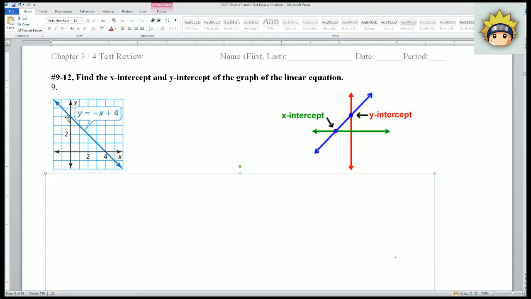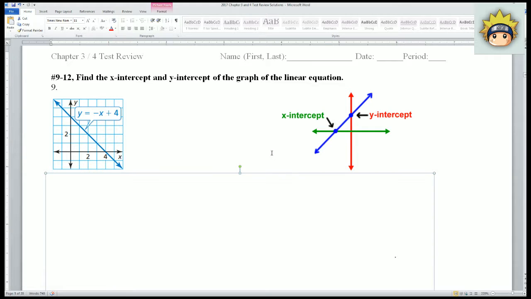Let's look at the x-intercept. Where in this graph does it pass through the x-axis? It looks right here. Let's count. 1, 2, 3, 4. It seems like it intersects x at the value x equals 4. So the point, which is the x-intercept, is 4, 0. Right? That's what you have.